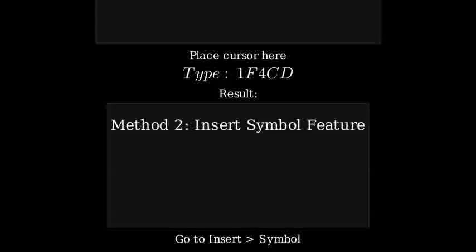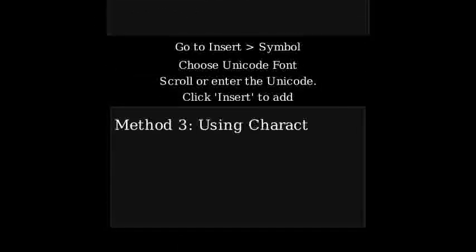Moving on to method 3, using the Character Map on Windows. Open the Character Map application, searching in the Start menu. Choose a font that supports symbols, like Segoe UI Symbol. Check the Advanced View box to search by Unicode. Enter the Unicode, e.g. U+1F4CD, to find the map pin symbol. Click Select and then Copy. Now you can paste the symbol into your document.